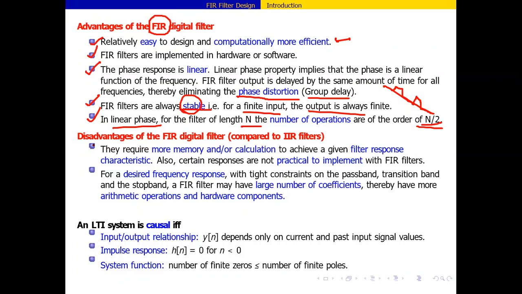If you come to the disadvantages of FIR filter compared to IIR filter, they require more memory because it's a finite length. Whatever the length is, say 32 samples, you need to store. So memory requirement is more, and that many calculations you have to write even in the algorithm. That is the drawback here.